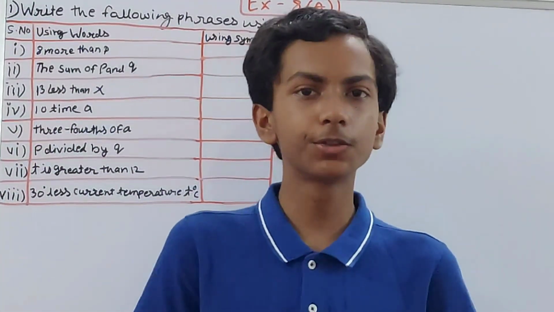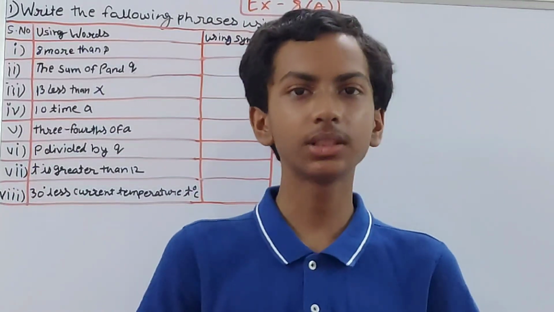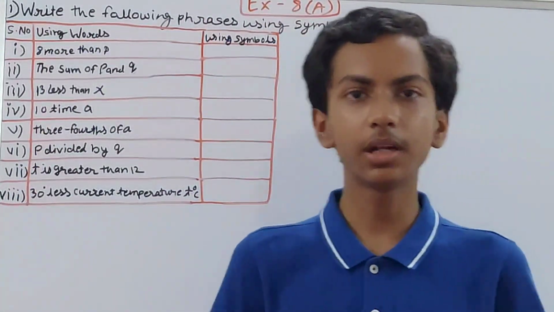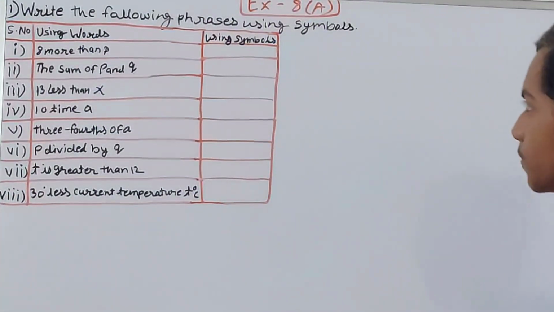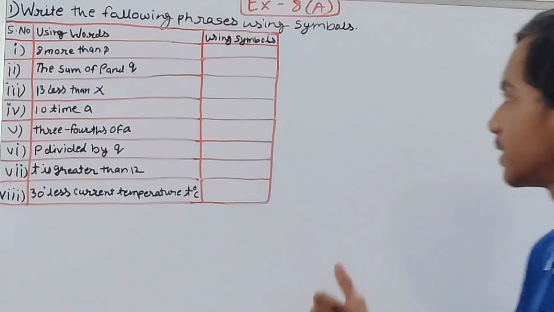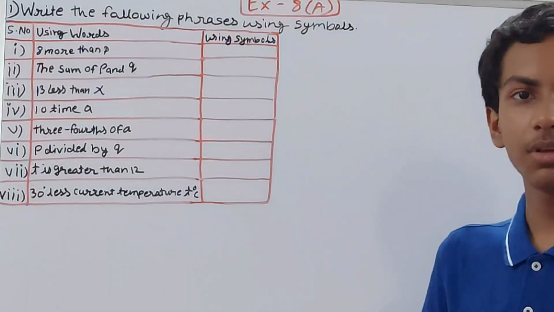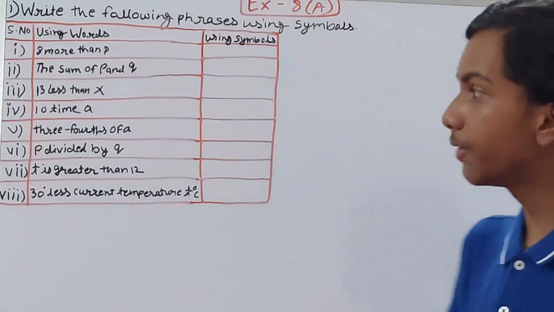In this video we are going to solve ICSE Mathematics class 6 chapter 8 fundamental concepts exercise 8a question 1. Write the following phrases using symbols. Right, we've got these phrases and we have to write them using symbols. And how do we do that?